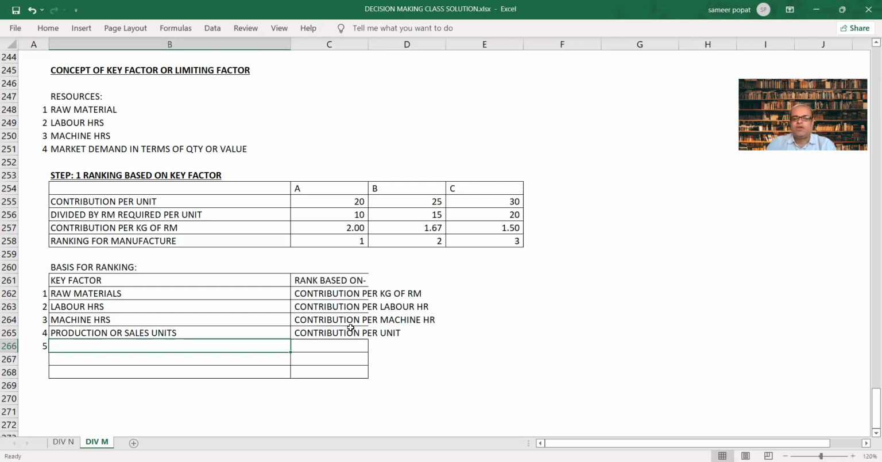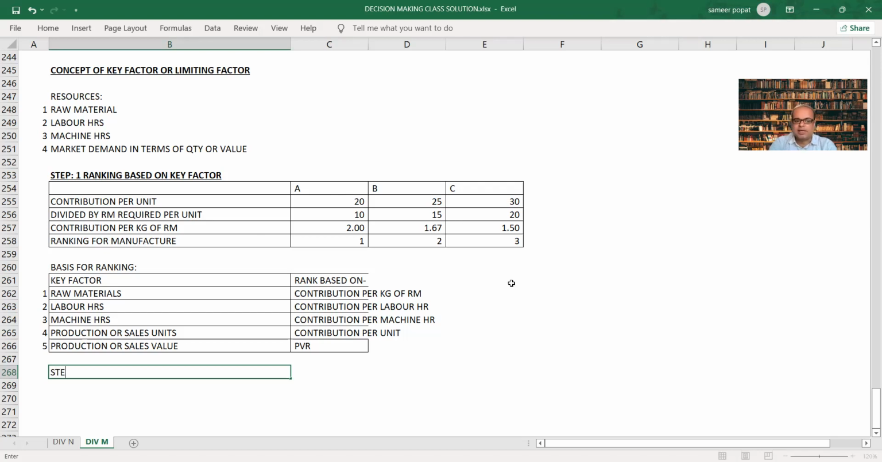Okay, if production or sales value is limited, there is a restriction that beyond a particular value of sales, you are not allowed to sell more. So in that case, ranking would be given based on PV ratio. Okay, so this is the base for giving the rank. So this is step number 1. In this step, we are going to give the rank to each product.